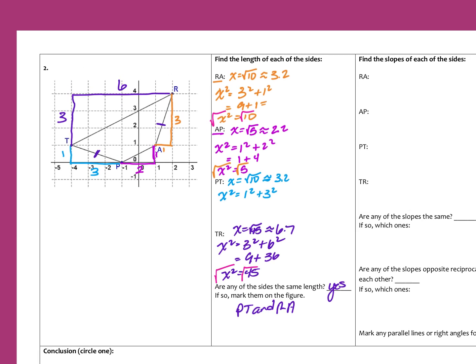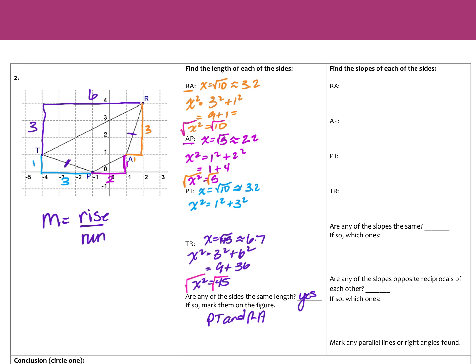Remember, what does slope equal? Rise over run. So rise is my y, run is my x's. And since I already have my triangles, I already know what my height and my width is, right? So for RA, my slope is going to be, my rise is 3, my run is 1. Now, is that slope positive or negative? From left to right, my line is going upward, so that's positive. Does that make sense, Chris? So it's just 3 over 1.